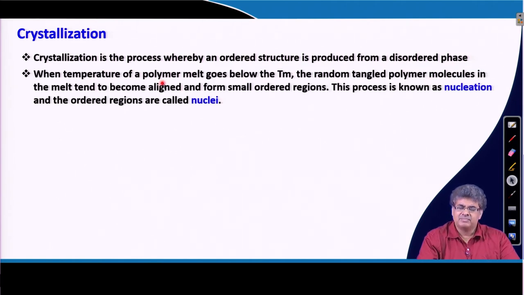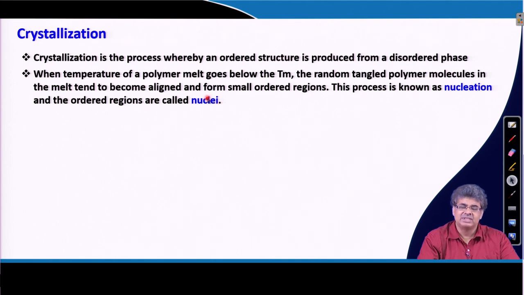So, when the temperature of the polymer melt goes below the Tm, the random tangled polymer molecules in the melt tend to become aligned and form small ordered regions. This formation of small ordered regions is a process called nucleation, and the ordered regions are called nuclei.